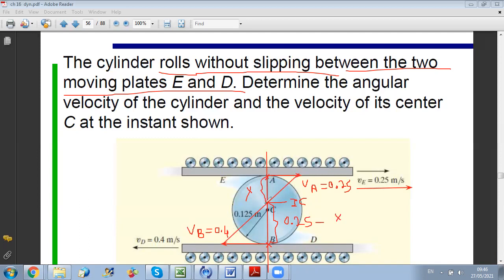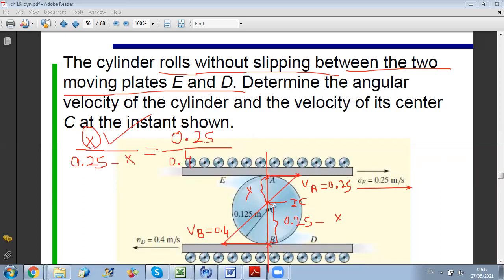So I can write, from similar triangles, that this distance X over the distance from the IC to B, which is 0.25 minus X, is equal to the ratio of velocities, VA over VB, which equals 0.25 over 0.4. So as you can see here, the only unknown in this equation is X. I can get the value of X.